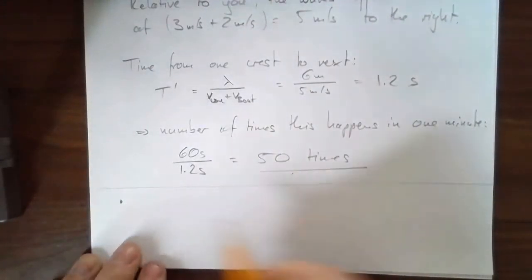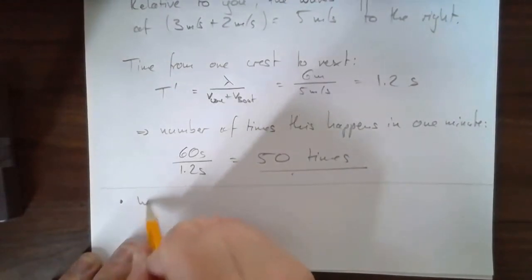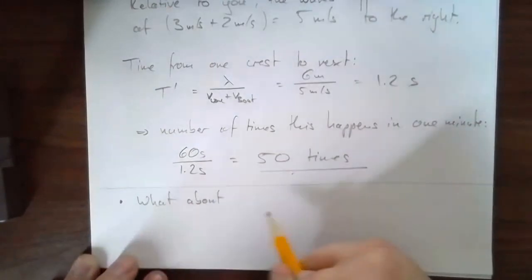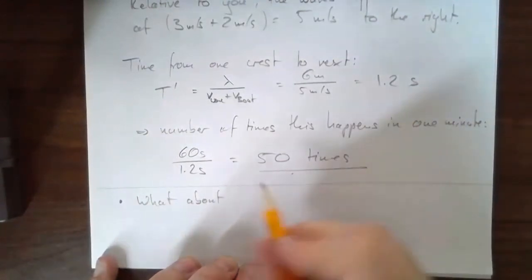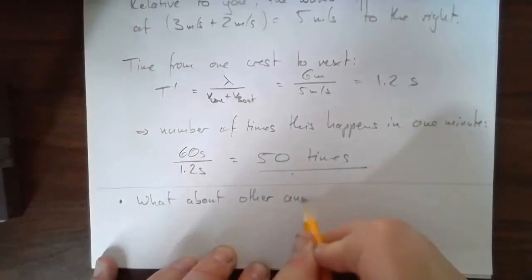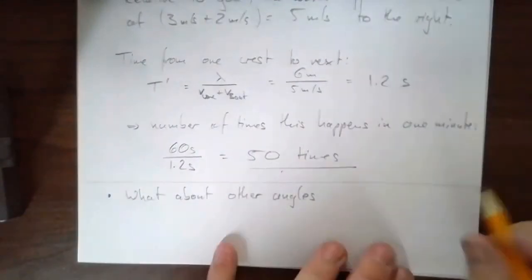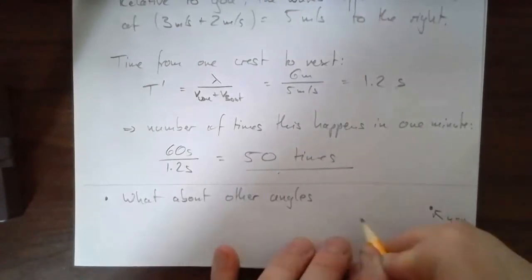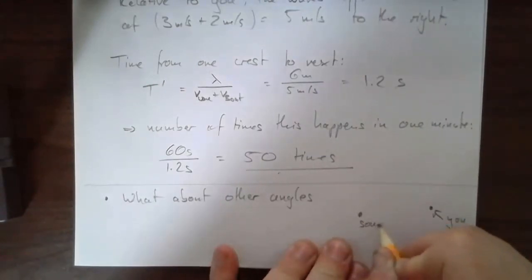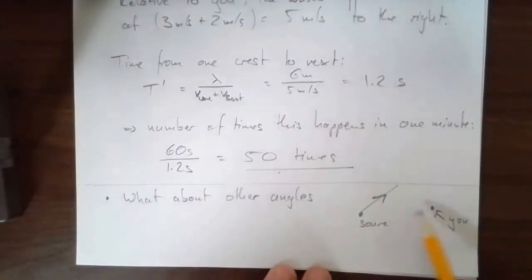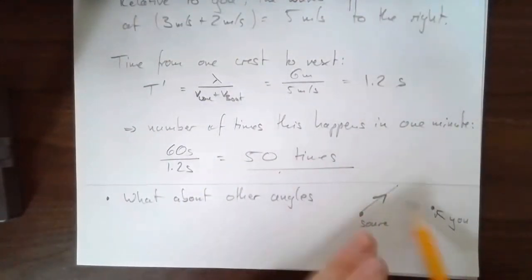The first one is, what about other angles? So we had sources moving straight towards us, straight away from us. But what about them moving at some funny direction, right? So imagine this is you, and here's the source, and it's moving this way. Right, so what happens then? I mean, clearly the waves, they're going to be sort of deformed. It's like you're off to the side.